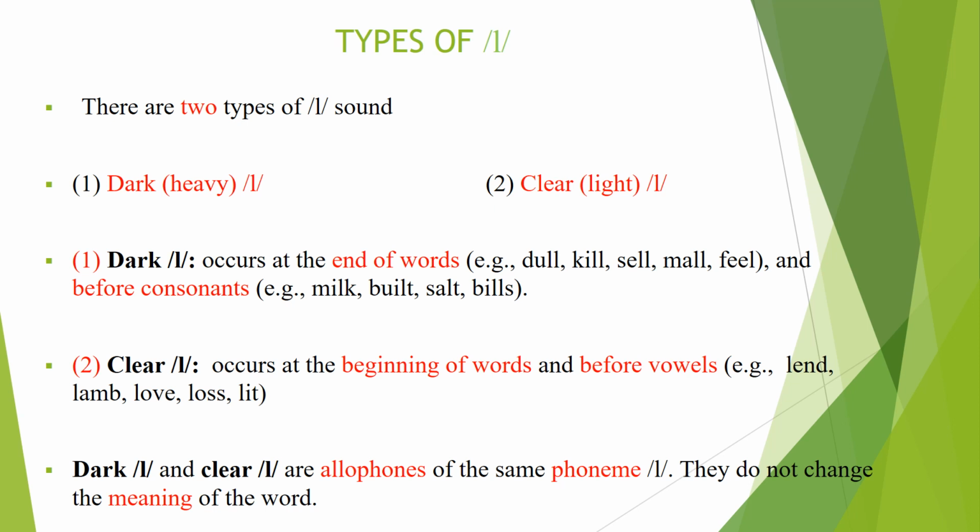Number two, clear leh occurs at the beginning of words and before vowels. For example, lend, lamb, love, loss, and let. Now remember that dark leh and clear leh are allophones of the same phoneme. They do not change the meaning of the word.